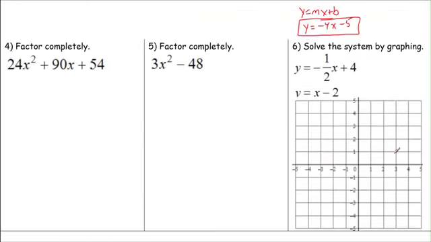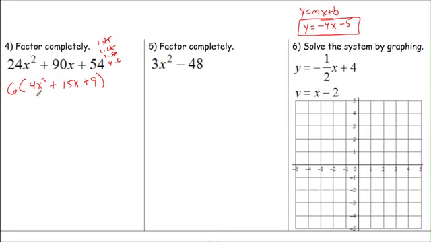Alright, come down here. Factor completely. The first thing you need to do is look to see if there's any greatest common factors. If you're not sure, you can start with the smallest number, get some factors going. See what goes into it. Does 24 go into 90? No. Does 12? No. Does 8? No. Does 6? Yes. So I take a 6 out. So 4x squared, because 24 divided by 6 is 4. 90 divided by 6 is 15. And 54 divided by 6 is 9.